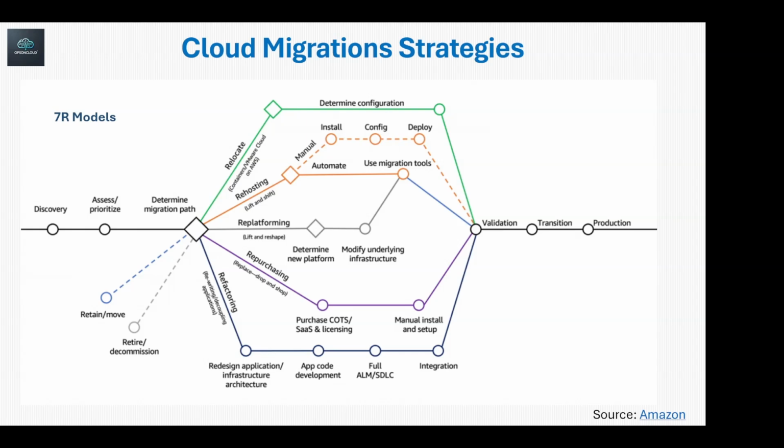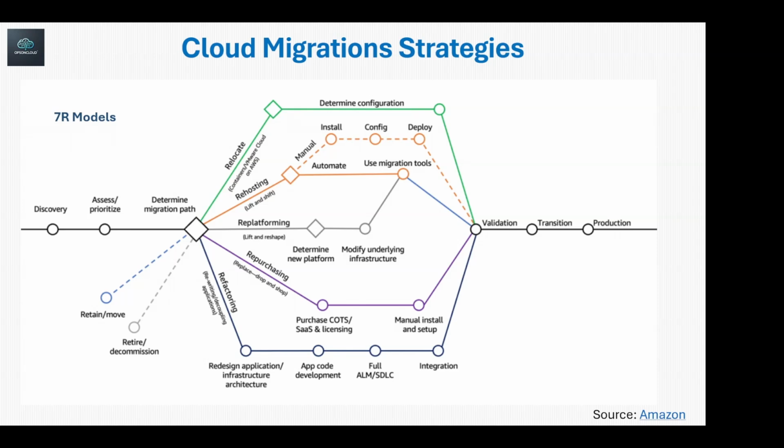So in this phase, we assess and prioritize what needs to be migrated, whether migration is required, and if yes, what kind of migration we need to do. So this is the phase where we do an assessment. First we discover, then we assess, then we arrive at a point to determine the migration path, based on the discovery and assessment we made.